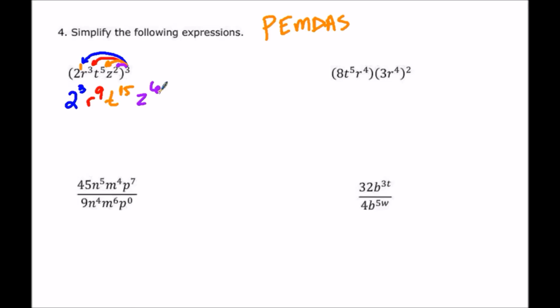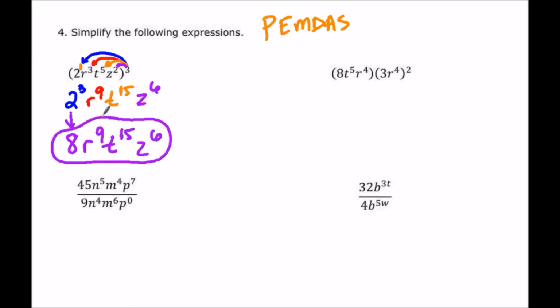Now, there's one more other thing I can do. It's 2 to the 3rd power. 2 to the 3rd power means 2 times 2 is 4 times 2 is 8. So this actually simplifies to 8, r to the 9, t to the 15, z to the 6. All different bases, so I can't do anything else. So there's my final answer.